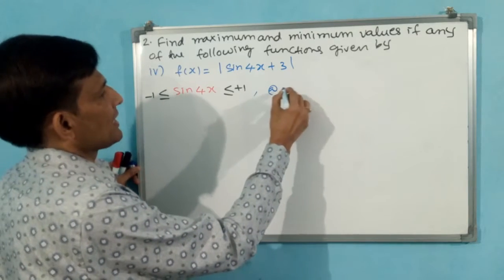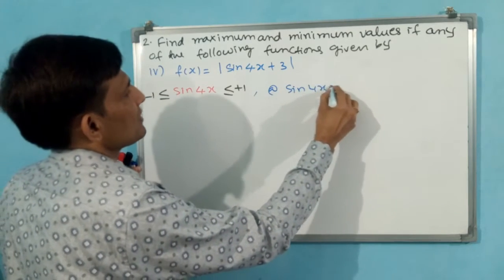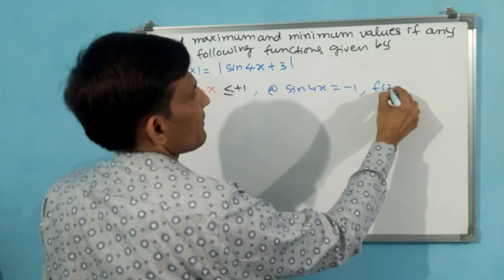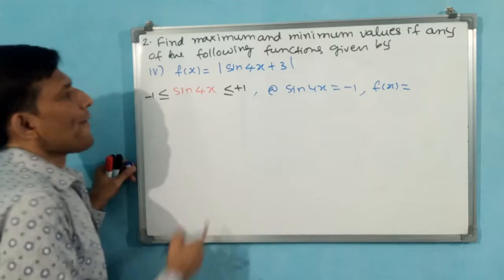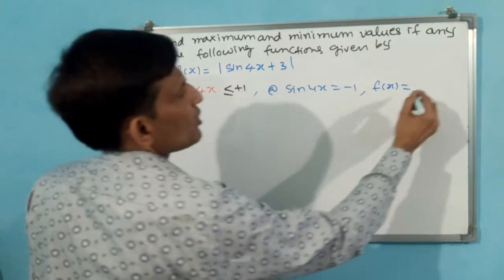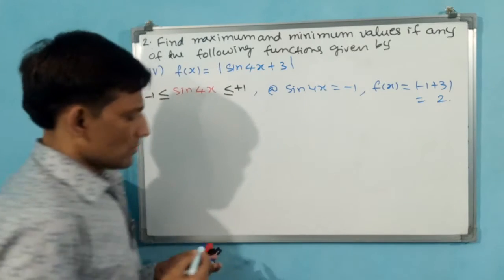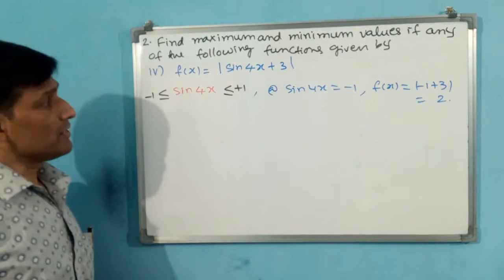You see, at sin 4x equal to -1, f of x is equal to -1 plus 3 modulus, that is equal to 2. Is it okay? Definitely okay.